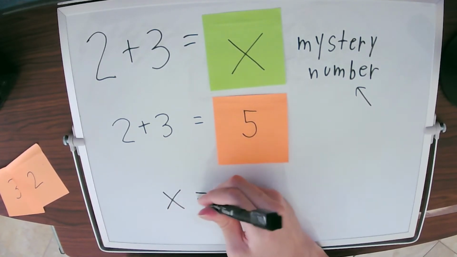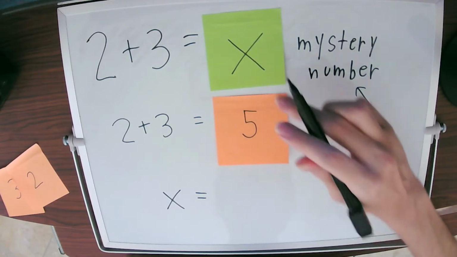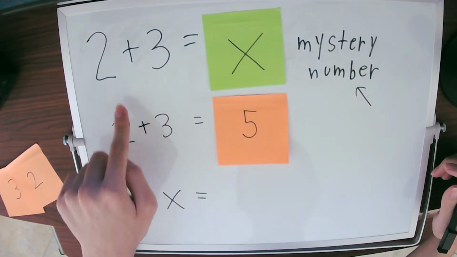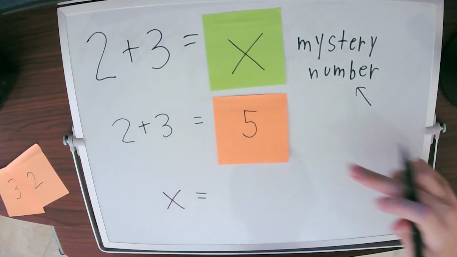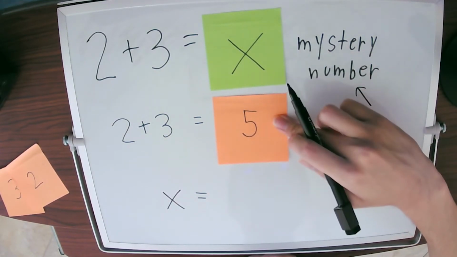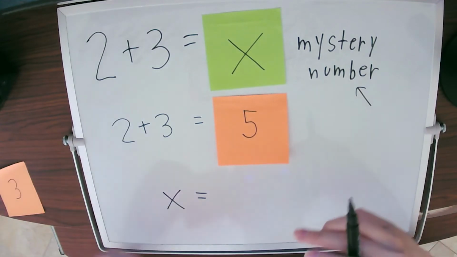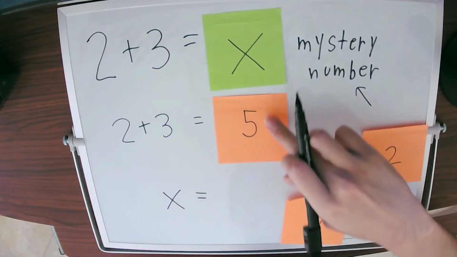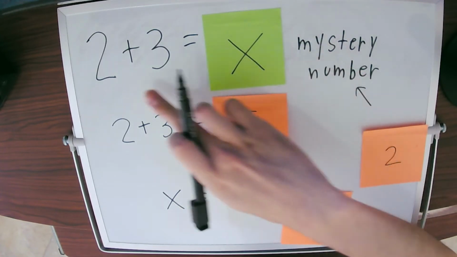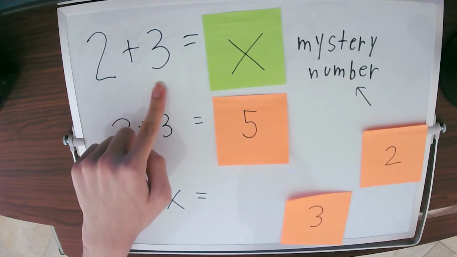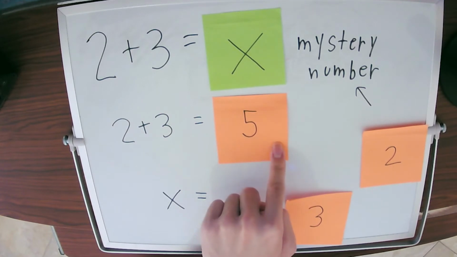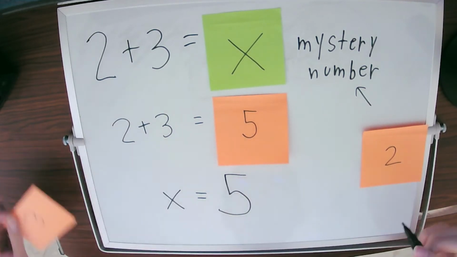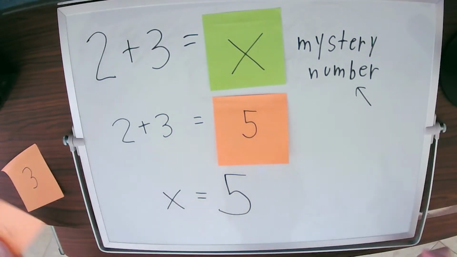X equals, and you show the student, x is a mystery number. X is equal to 2 plus 3. And what is 2 plus 3? 5. So what is x? Is x 2? Is it 3? Or is it 5? 2 plus 3 equals x. What does 2 plus 3 equal? 5. So x is 5. And that's how you teach algebra in kindergarten.